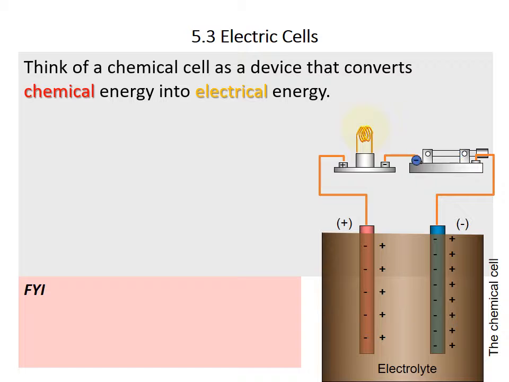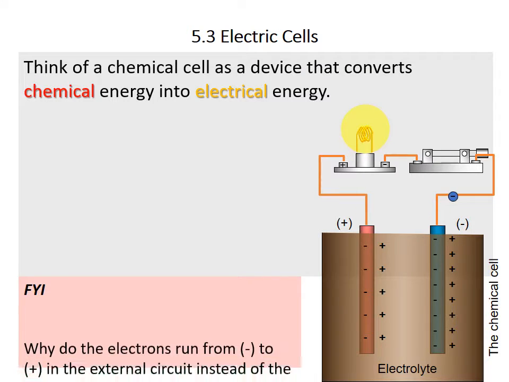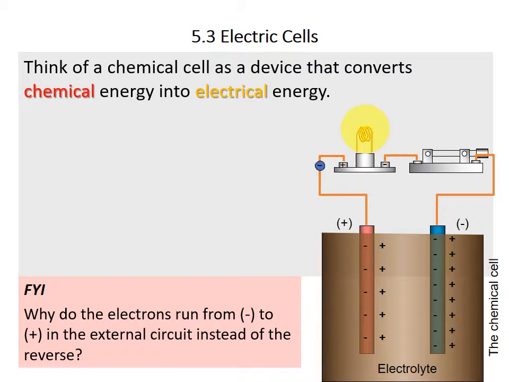So these electrons that are pushed around the circuit can be used to illuminate light bulbs and essentially do work for us. So the question is, why do the electrons run from negative to positive in the external circuit instead of protons running from positive to negative? It's a good question.